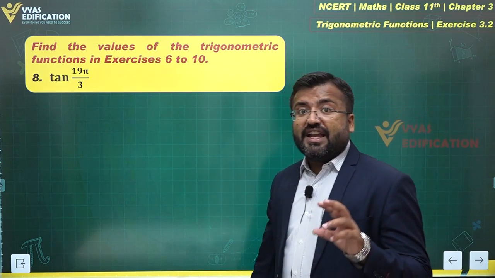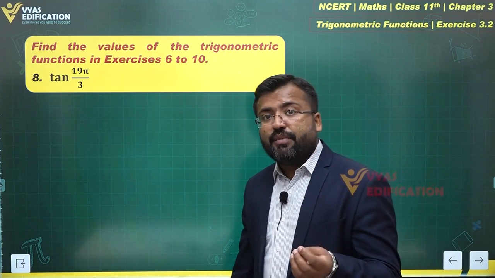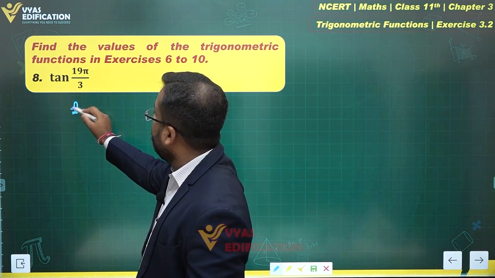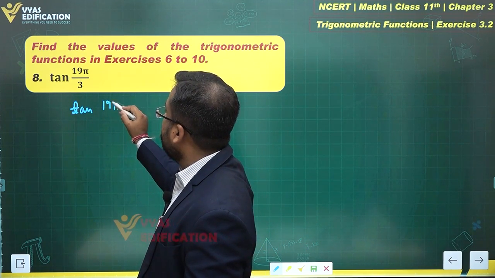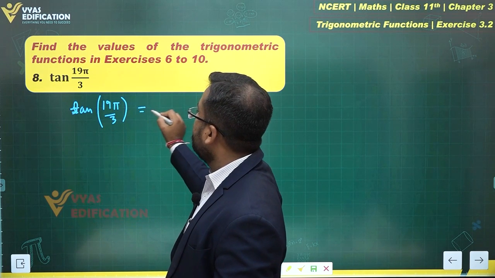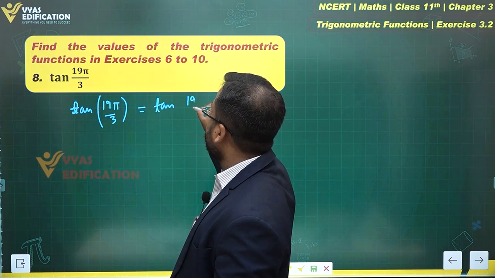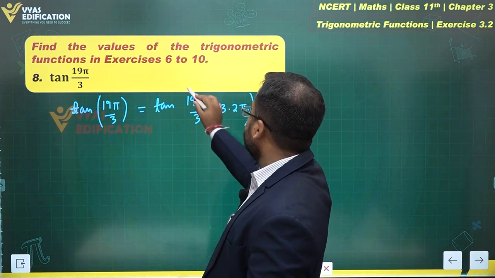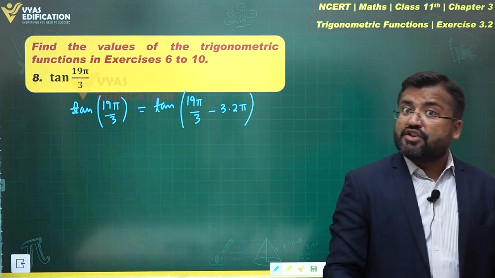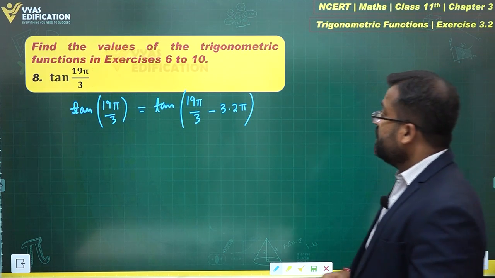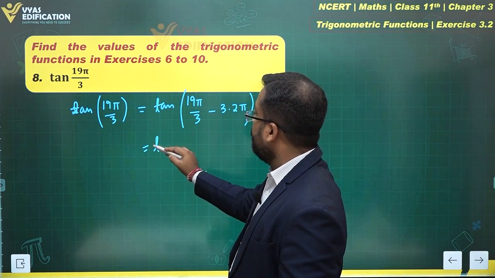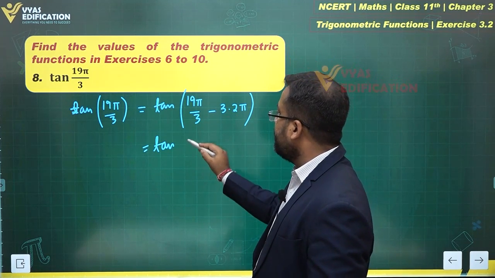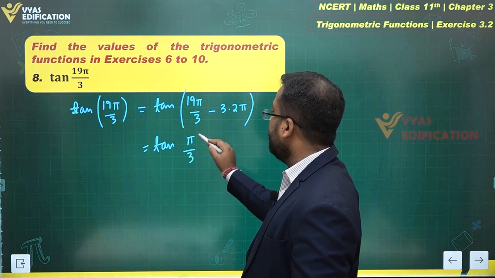So we can subtract multiples of 2 pi, that is 3 times 2 pi over here. Tan of 19 pi by 3 can be written as tan of 19 pi by 3 minus 3 times 2 pi. Easily, right? We can add or subtract multiples of 2 pi. That's what you can do, so we are doing exactly that. This will be equal to tan of (19 minus 18) pi by 3, which is pi by 3.